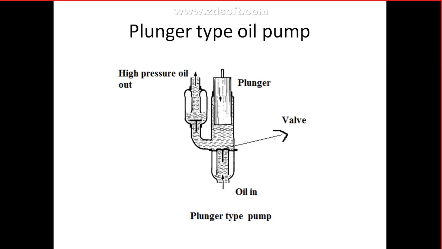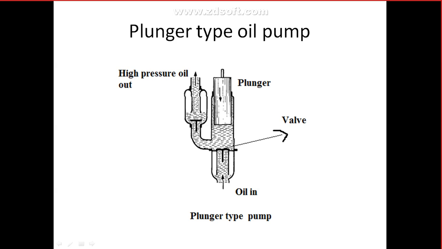There is another type of oil pump called the plunger type oil pump. If you observe in this diagram, plunger means something like a piston type. This one is called a plunger. From the bottom it is connected to the oil sump. In the oil sump there will be lubricating oil. This will be the inlet and this will be the outlet.